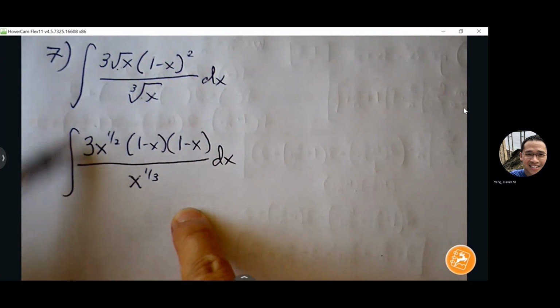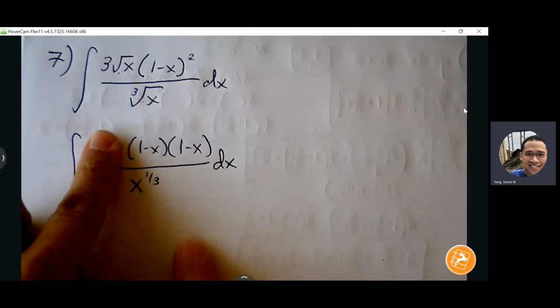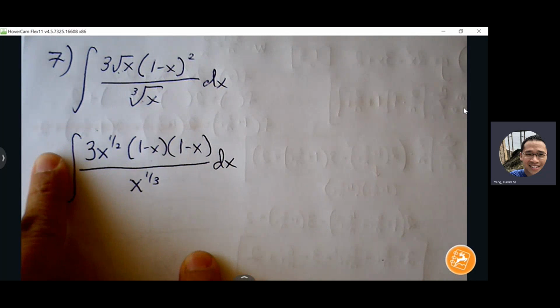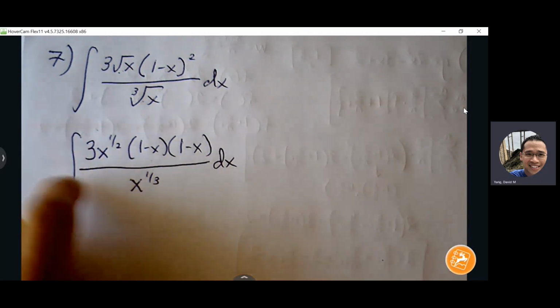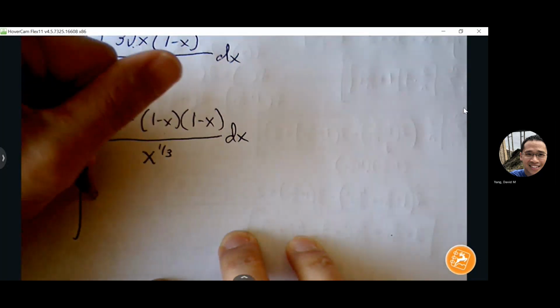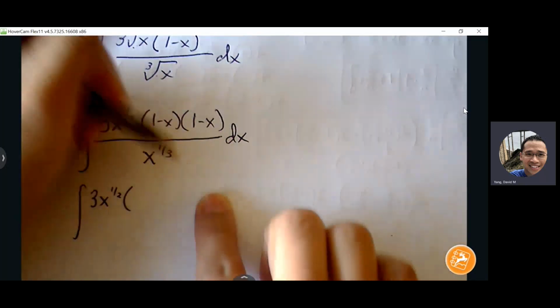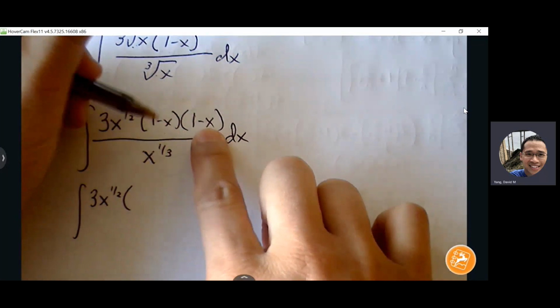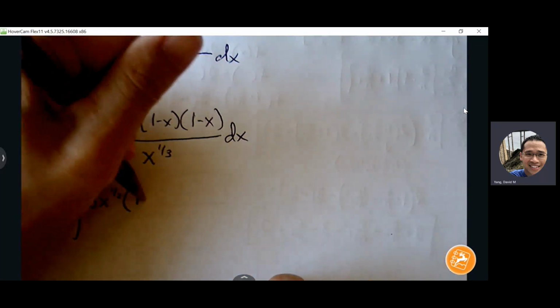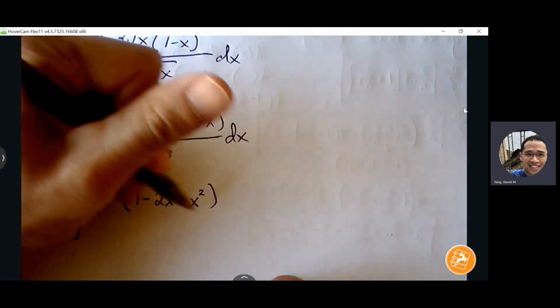Okay, so far. All right, I'm going to FOIL this out first. And once I FOIL this out, then I'm going to distribute the 3x to the 1/2 through. But I'm going to FOIL this out first. So 1 minus x times 1 minus x is going to be 1 minus 2x plus x squared.